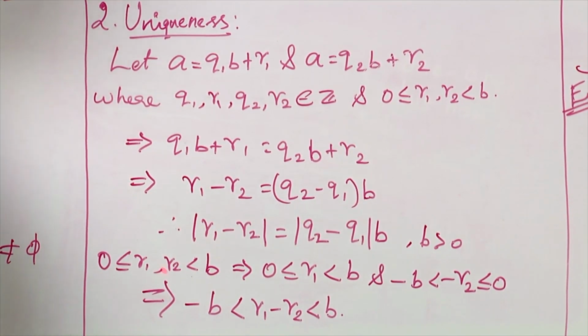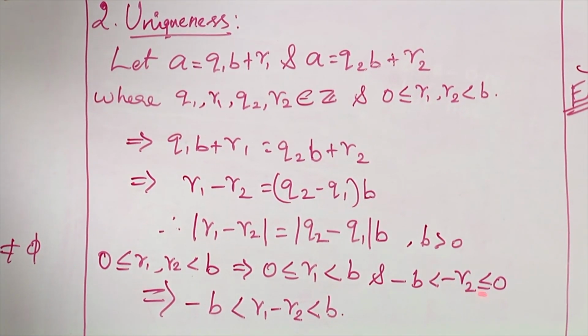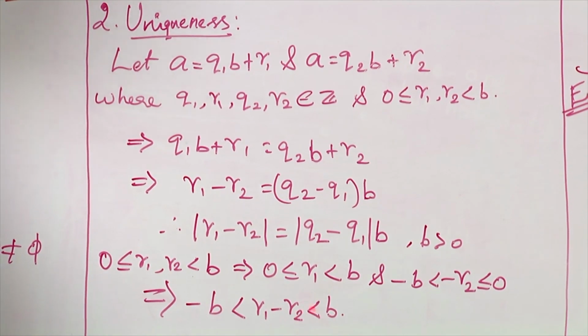So, now we know that both R1 and R2 lie between 0 and B, that is 0 ≤ R1, R2 < B. That gives us 0 ≤ R1 < B and -B < -R2 ≤ 0. I have multiplied the second inequality by -1, therefore the inequality gets reversed. So from here I am getting R1 - R2 lies between -B and B, that is -B < R1 - R2 < B.